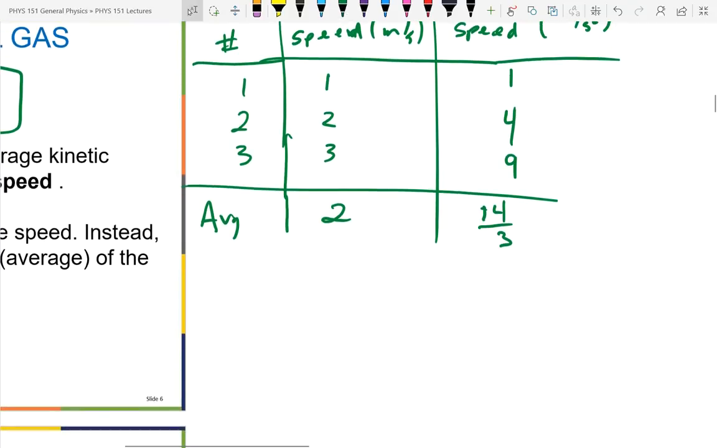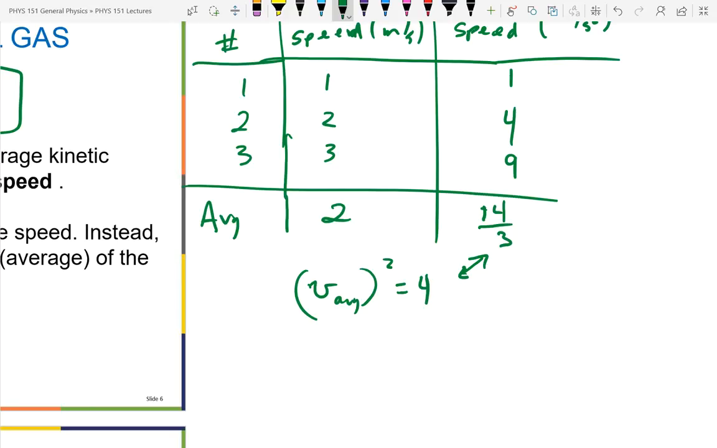And now let's compare these. The speed average squared is equal to 4, right? 2 squared is 4. And 4 is not equal to 14/3. So the average of the squared speeds is not equal to the square of the average speed.